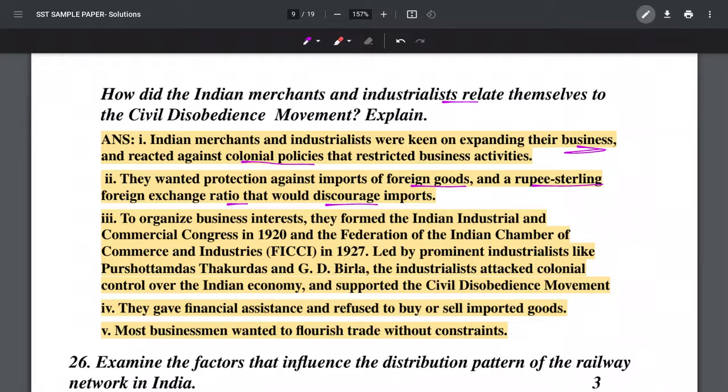Now for organizing such business interests, they formed the Indian Industrial and Commercial Congress.